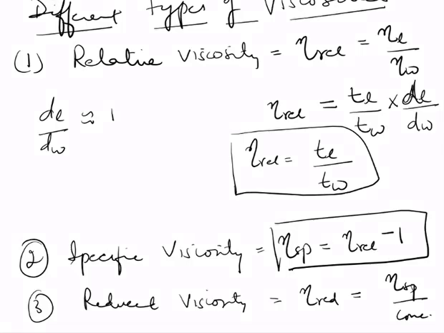So 3 types of viscosity. कभी exam में पूछ लिया what are the different types of viscosity and what is the relationship of each of this viscosity to your eta relative class. ठीक है, तो इस टाइप के क्वेश्चन पूछे गए हैं, तो हमें पता होना चाहिए क्लास.